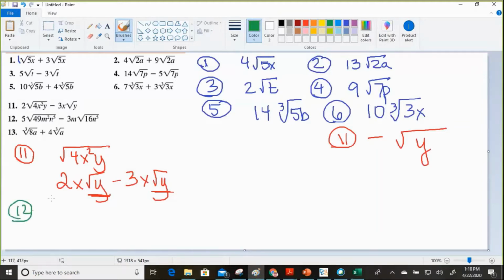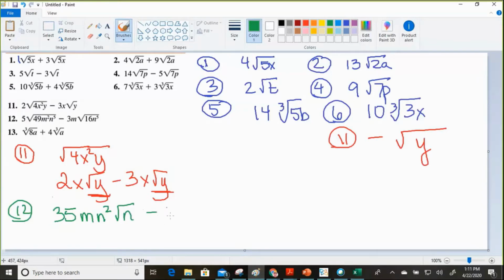They don't match. So it looks like I'm going to have to do some reduction on both of them. If I do the 49, square root of 49 is 7. 7 times 5 is 35. My m squared, I take half of that and I get m on the outside. I take my n to the fifth down to n to the fourth so I can get an n squared, and then I'm left with that last one on the inside.